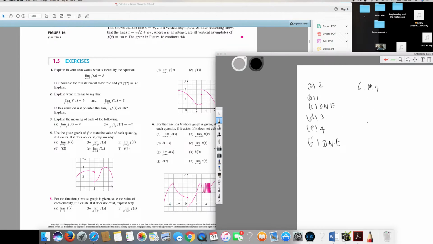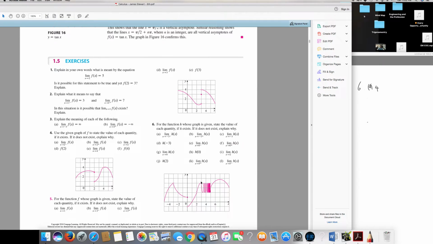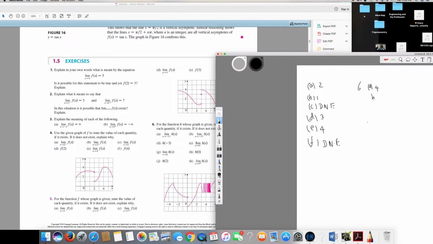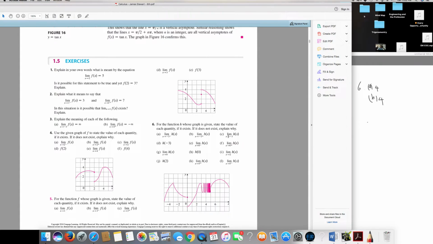And for b, -3 from the right-hand side is the same thing, 4. And the c question is asking the limit of h of x as x approaches -3. From the left-hand side it is 4 and from the right-hand side it is 4. Both are equal to 4, therefore the limit exists. So the answer is 4.